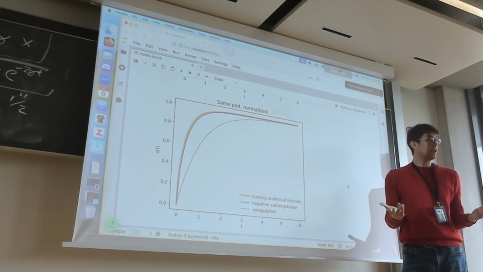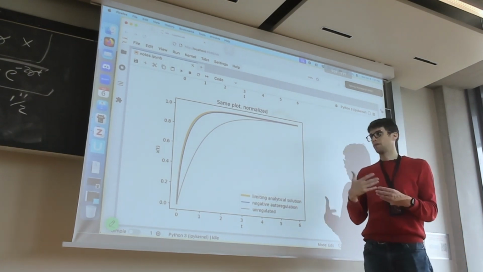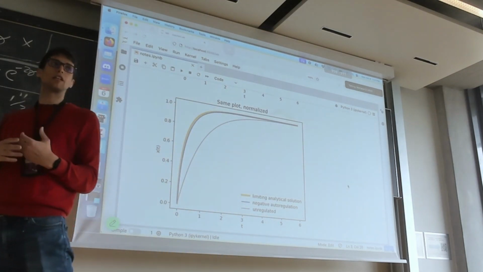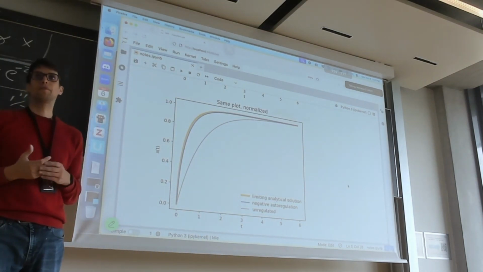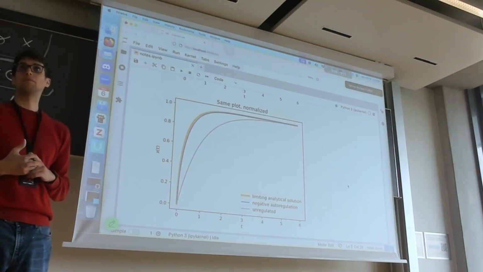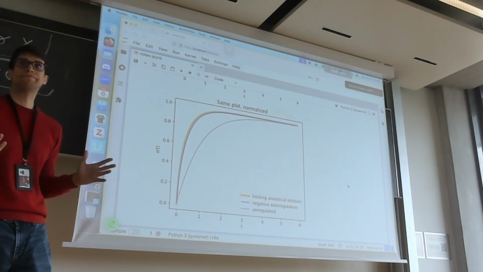Which could explain why negative autoregulation is much more prevalent than you would expect in bacteria. It can turn up your rise time, just 5 times quicker. Seems like a good deal.